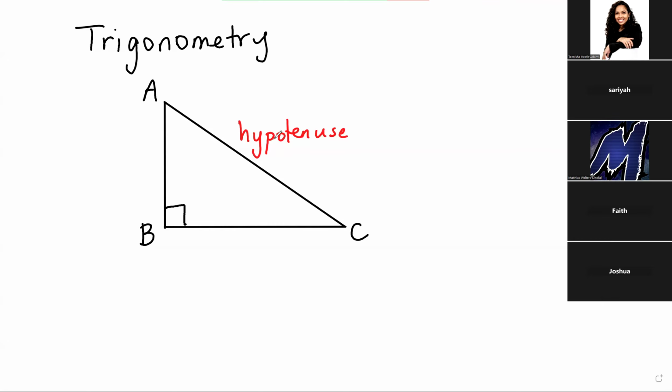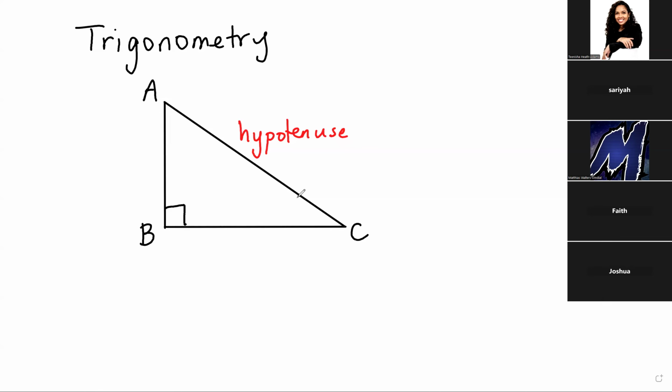So the hypotenuse is opposite to the right angle, okay? The hypotenuse is the side that we identify based on the position of the right angle, right? There are two other sides in the triangle, as you can see, side AB and BC, and those are also important. But we name those sides according to our angle of reference.